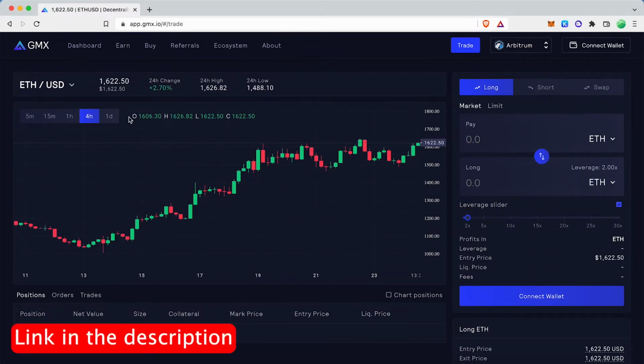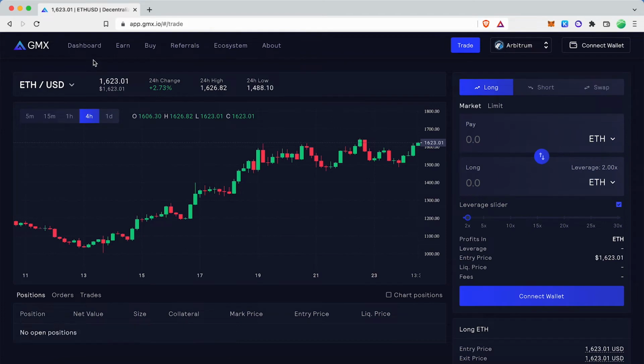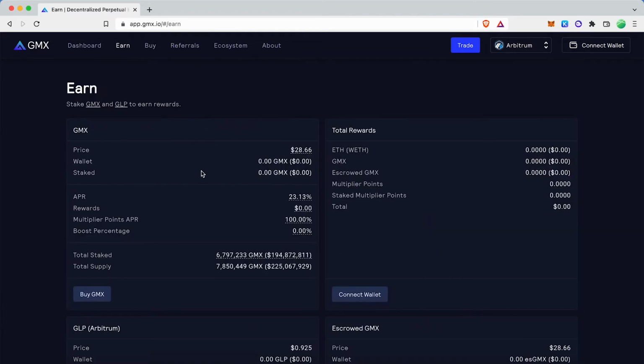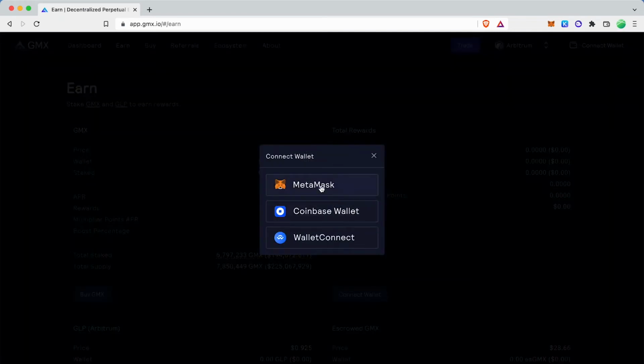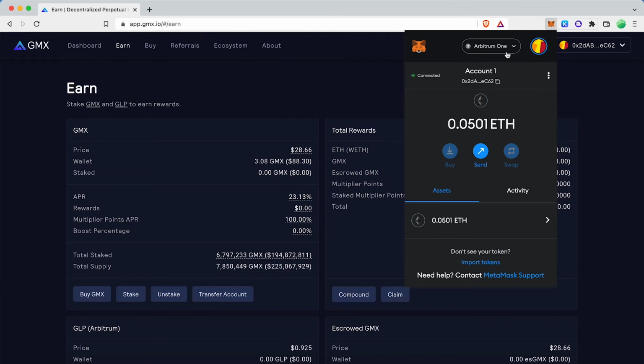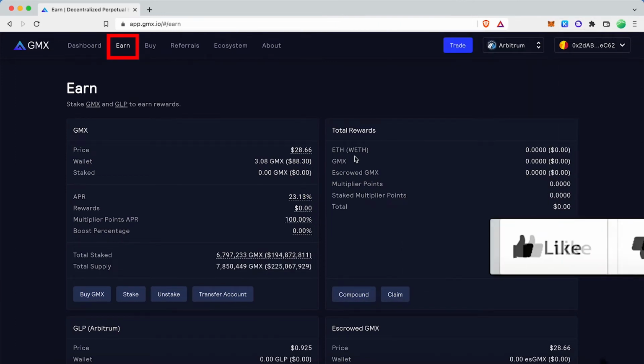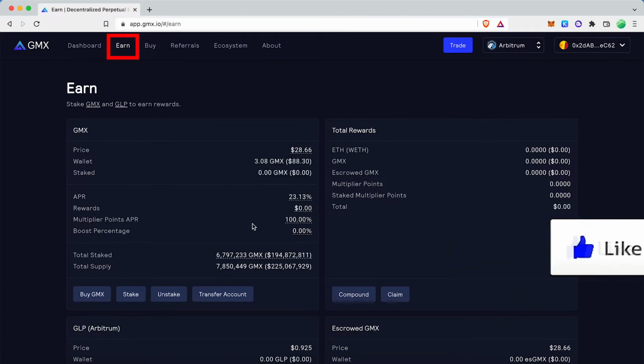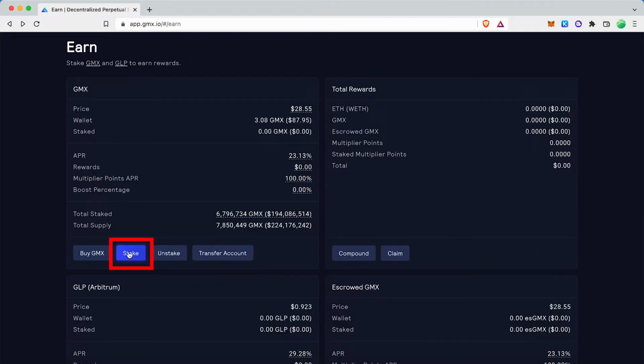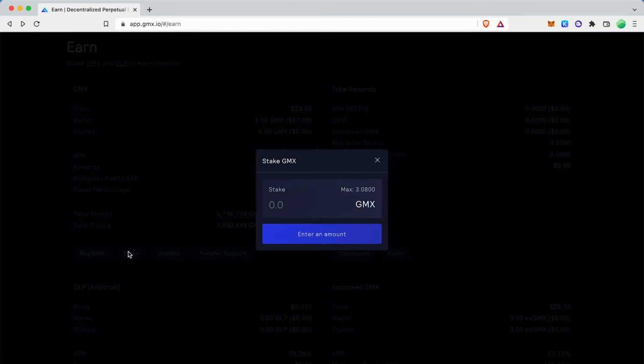You can use the below link to go to the GMX exchange. Connect your wallet. Go to the Earn tab and find GMX Stake. Enter your GMX amount and confirm the transaction.